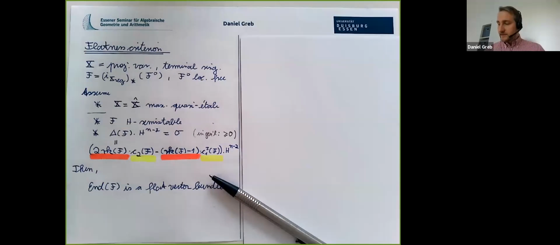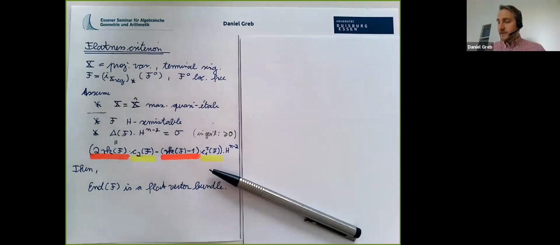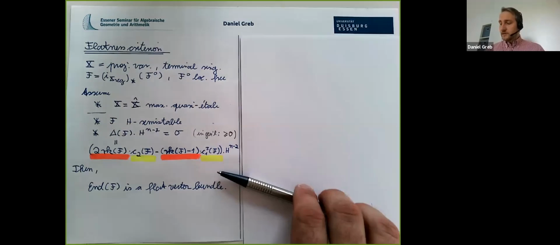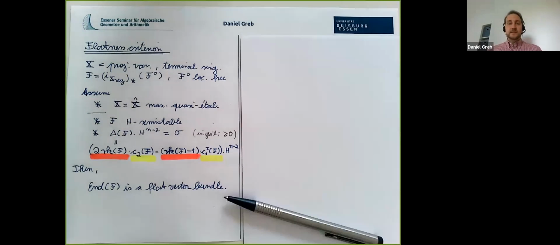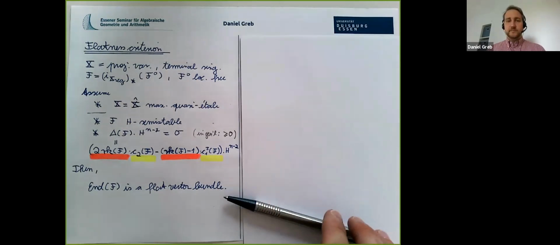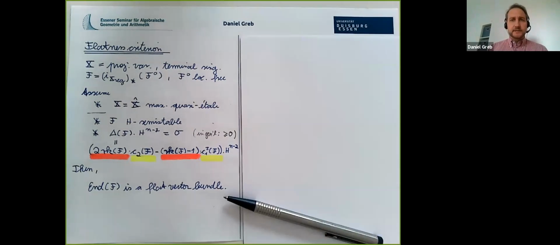Well, okay, and that leads to the fact that F, and hence End F, is semi-stable, and then the endomorphism sheaf has C1 equals C2 equals 0, and then the statement is, under these assumptions, End F is a flat vector bundle. So it's a vector bundle, so it's locally free and it's flat. So it's given by a representation. Okay, that's the reminder from yesterday.